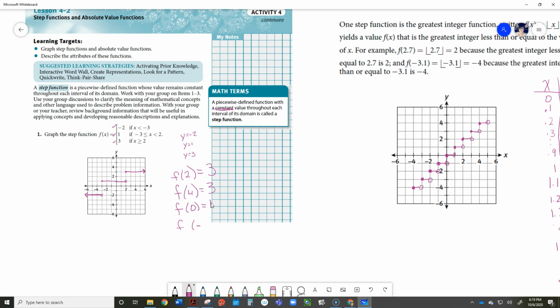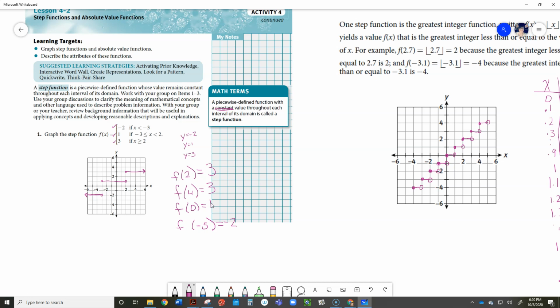What about f of -5? What's the value of your function? What's the y value when your x value is -5? So go to where -5 is, and then what's your y value? Your y value right there is -2. So that's one way that you can do it.